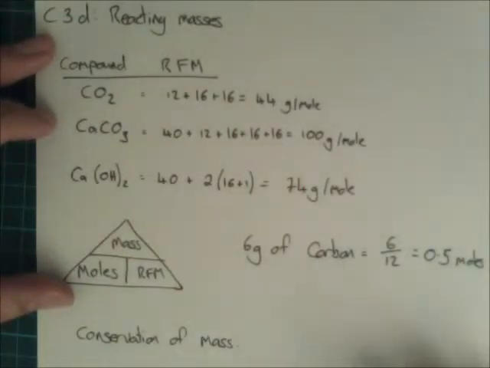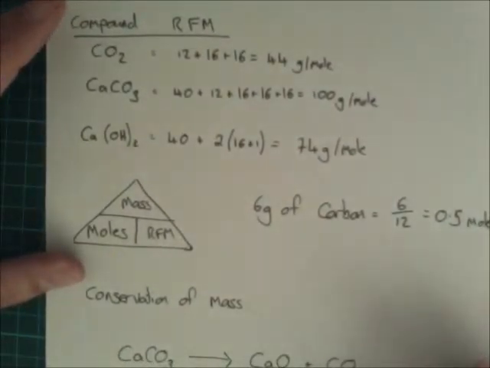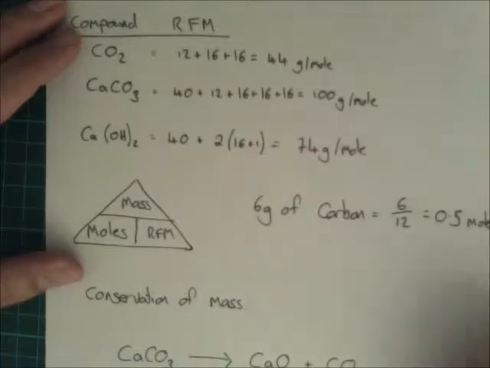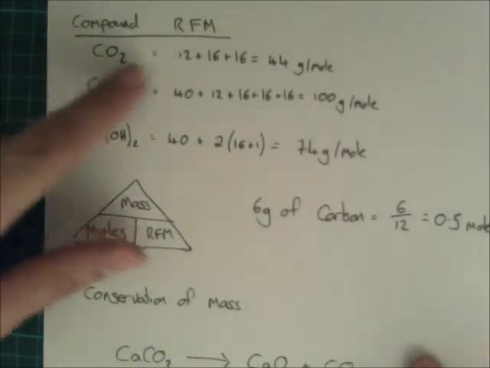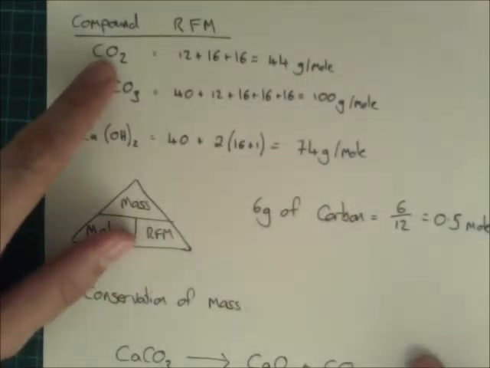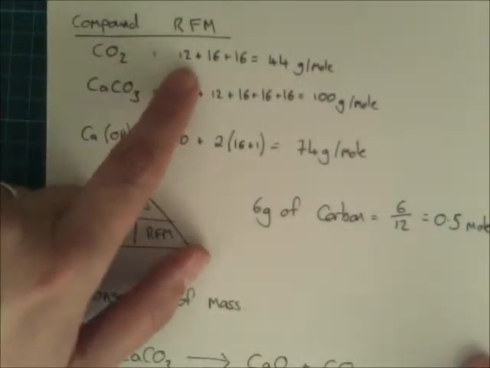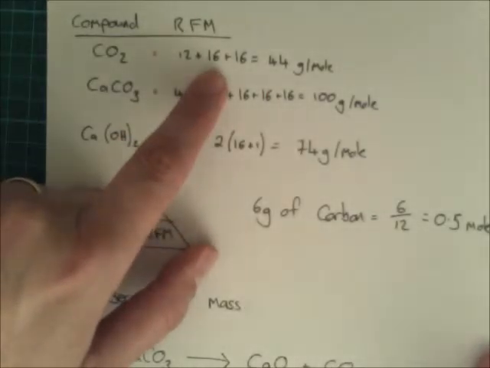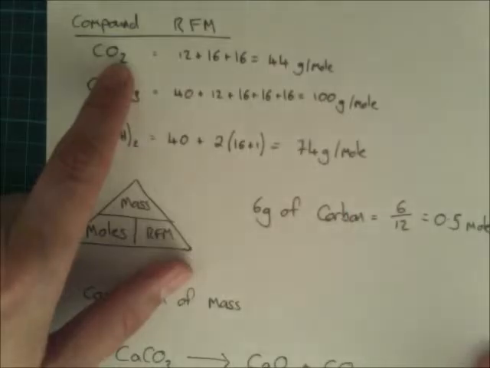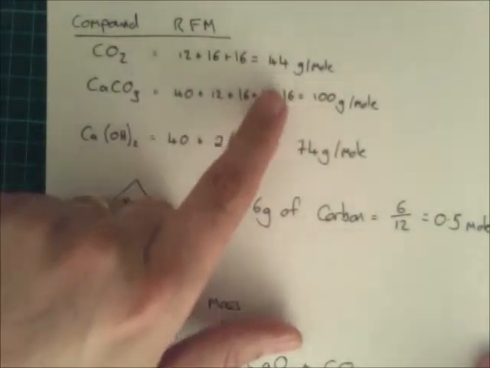C3d, reacting masses. For this we need to look at the relative atomic masses of elements and work out what the relative formula mass, or RFM, of a compound is going to be. For example, carbon dioxide, a carbon and two oxygens: we're going to have 12 for the relative atomic mass of the carbon, 16 for the oxygen, but because there are two oxygens it's going to be 2 lots of 16, so it's 44 grams per mole.